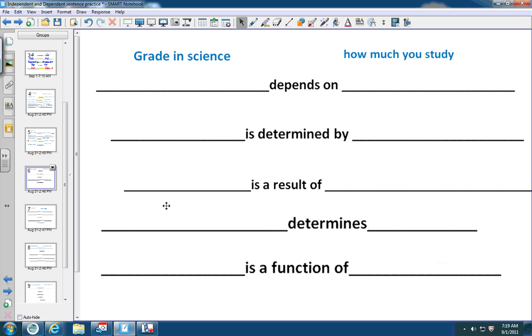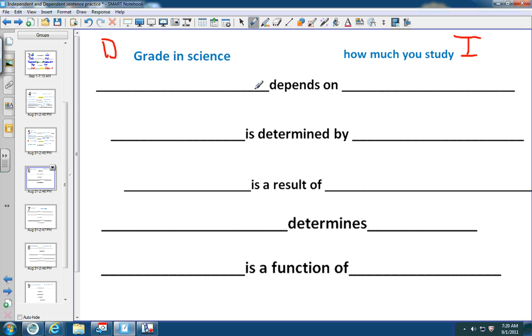Okay, let's go through here. Pause the video. Come back and see how you did after you write them down and get them in the correct spot. The first thing we want to look at: what is independent and what is dependent? How much you study, that's your time. There's your independent. Your grade is your dependent.